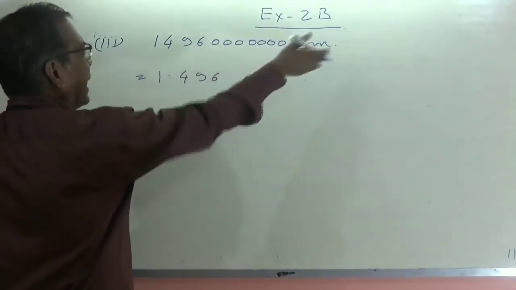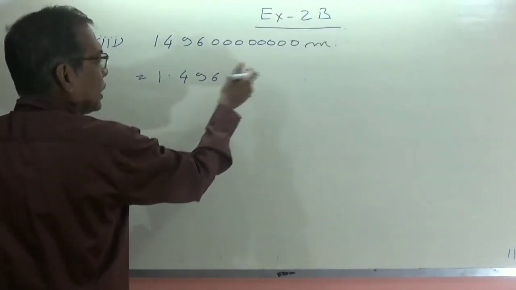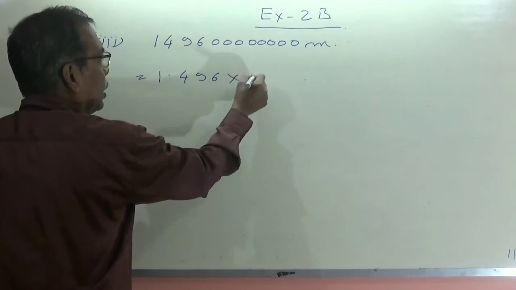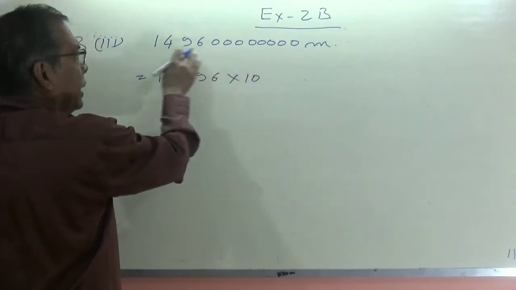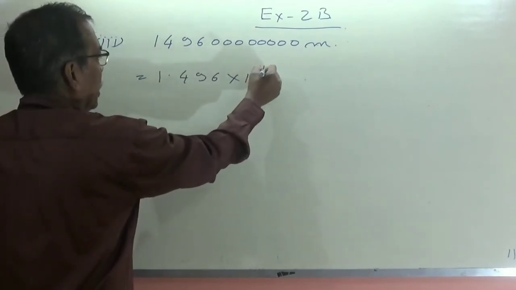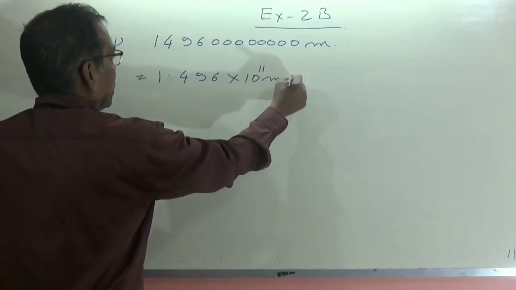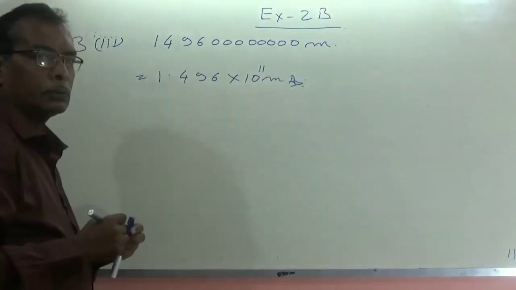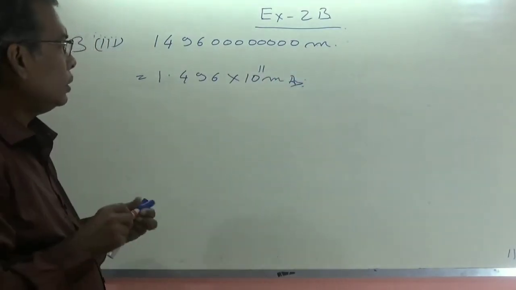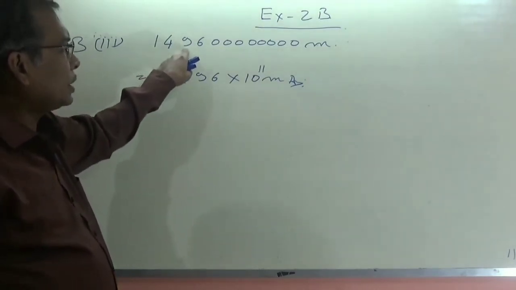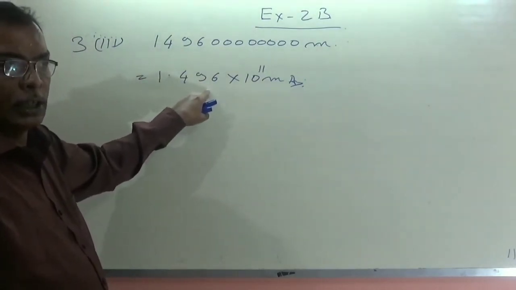1.496 followed by that many zeros. After the decimal, zero value is not there, into 10 to the power, what I have told you, 8 plus 3, 11. 1.496 into 10 to the power 11 meter. So this way you can change this number into standard form.